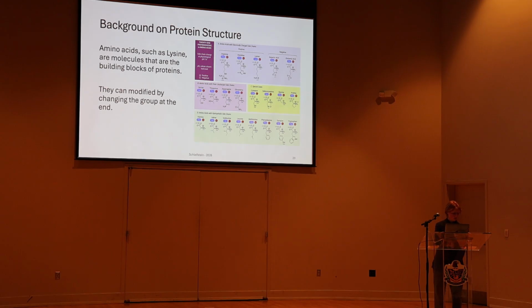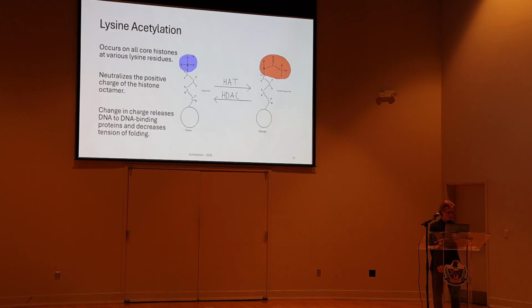These regulate the degradation, localization, activity, and interactions of proteins, and they work by attaching small ubiquitin-like molecules, which have 100 or fewer amino acids, or ubiquitins, which have 76 amino acids, to lysine residues. So starting off with lysine acetylation, this is a modification that occurs on all 4 histones at various lysine residues. It works by neutralizing the positive charge of the histone octamer, which then releases DNA to DNA binding proteins and decreases the tension of folding.